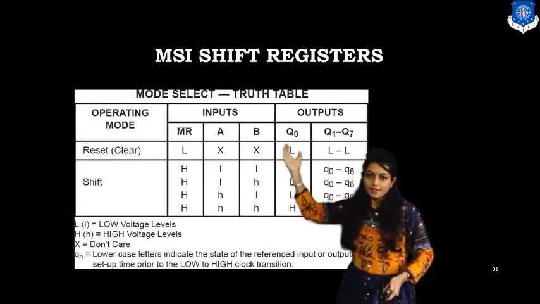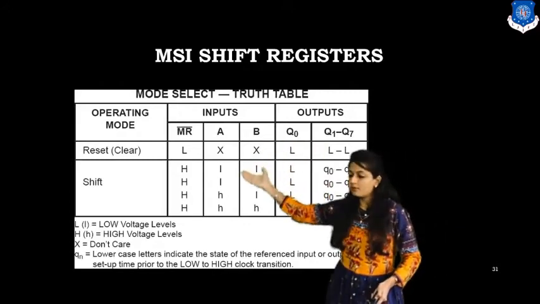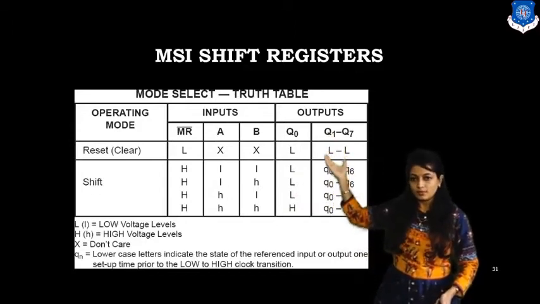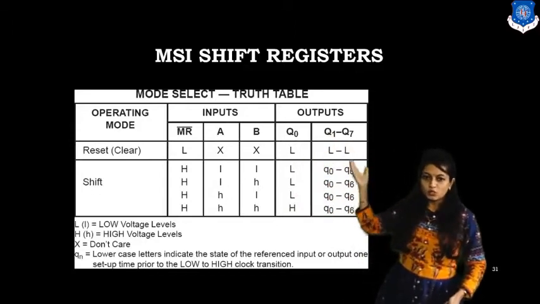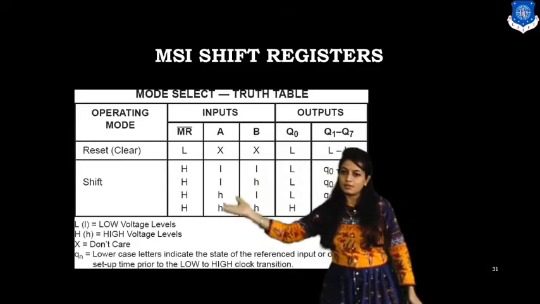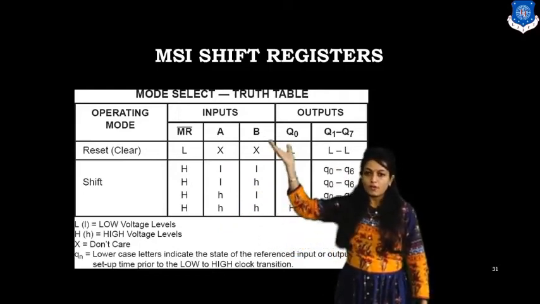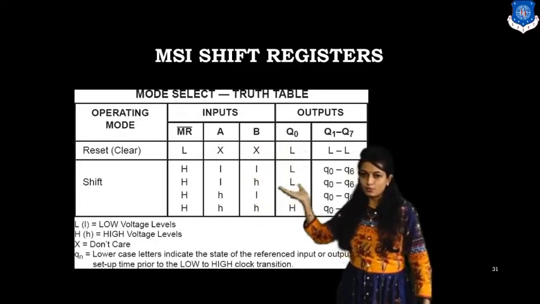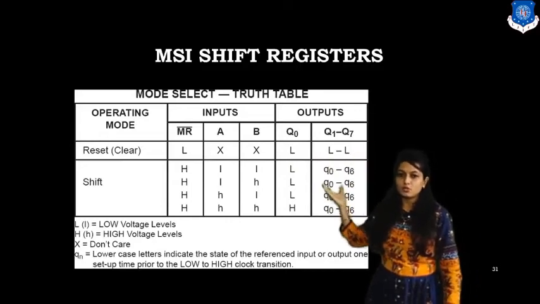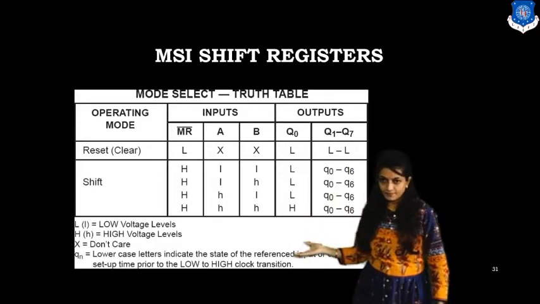For the reset, the value of MR will be low, and A and B are don't care, so my outputs Q0, Q1 and so on will become low. For the shifting operation, MR will be high because it is an active low signal. For A low and B low, the value of Q0 becomes low, and Q1 to Q7 take the values of Q0 to Q6. Low means low voltage level, high means high voltage level, and X means don't care.